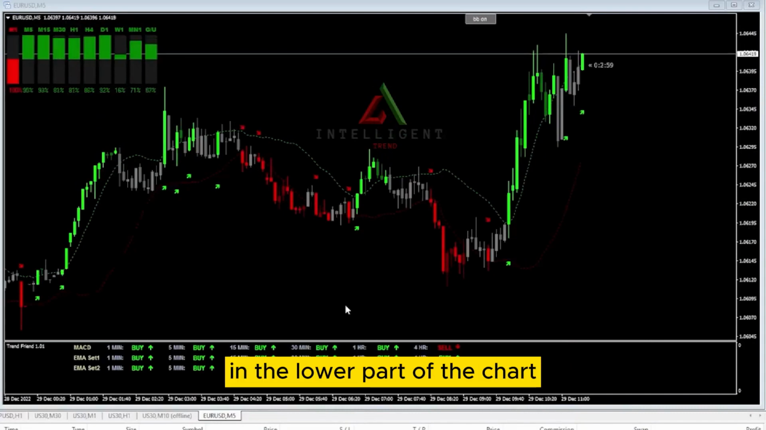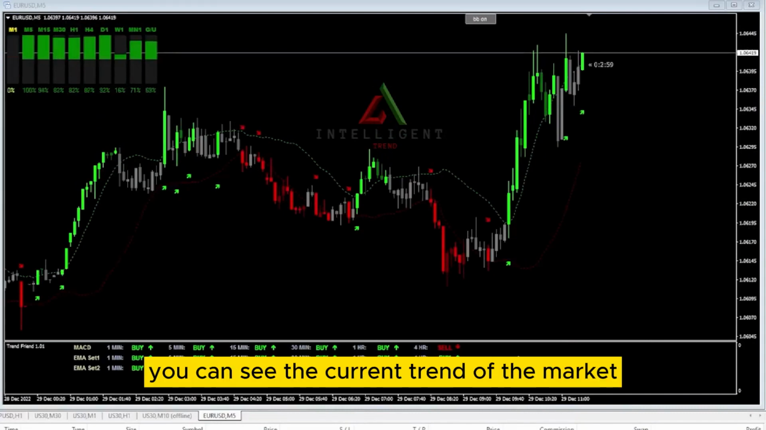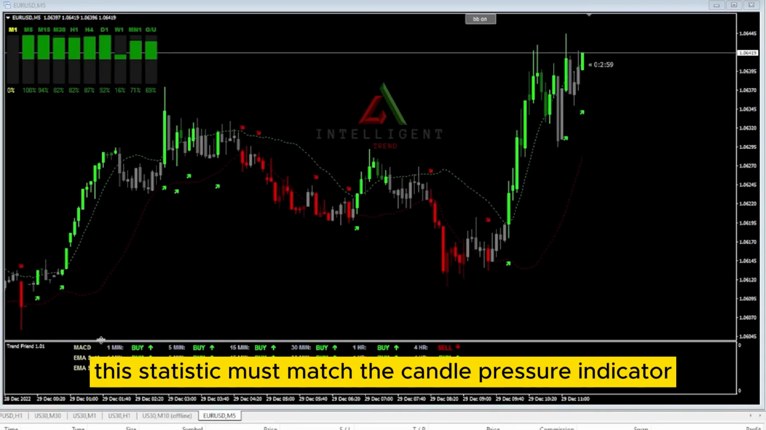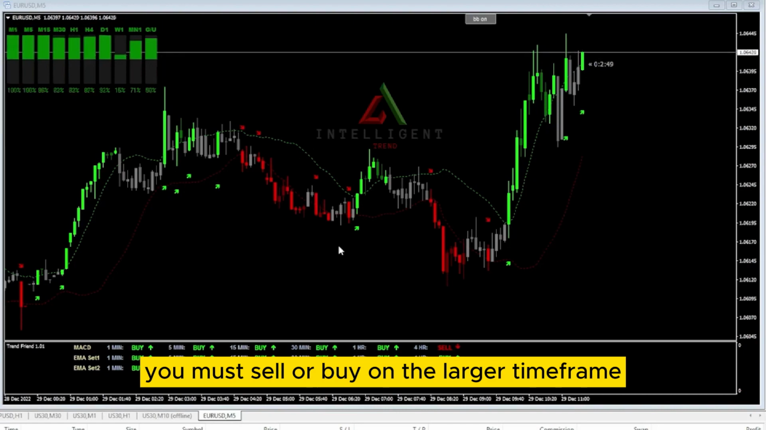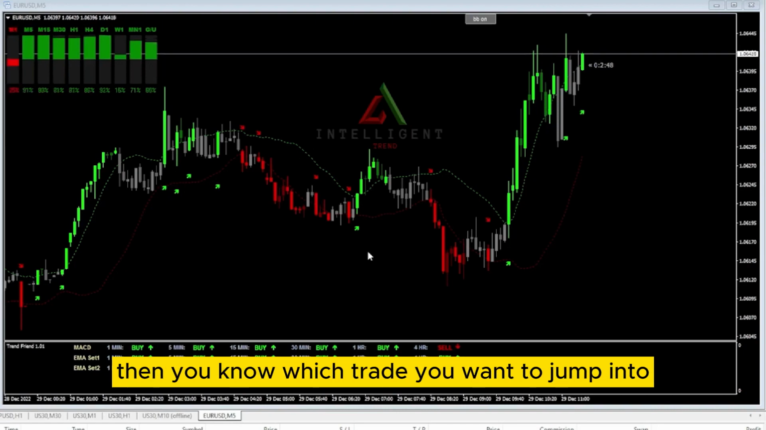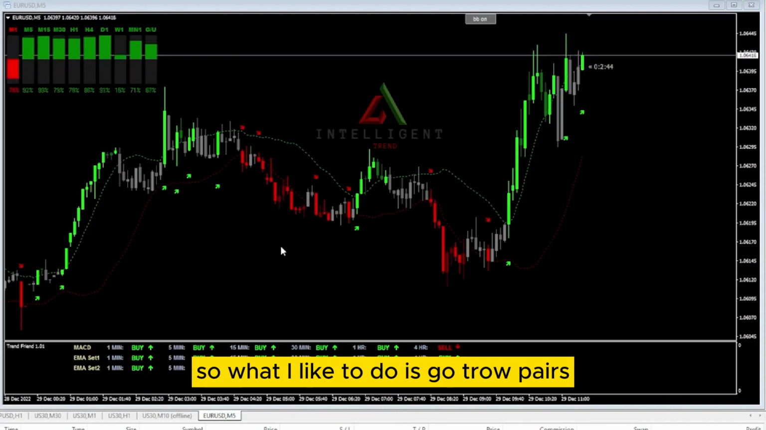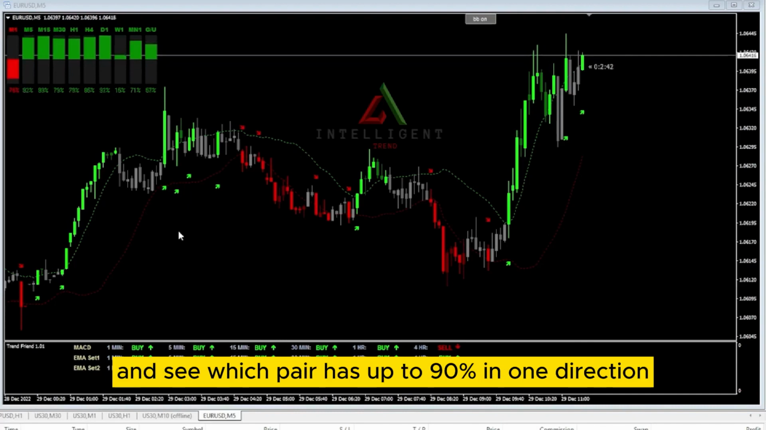If you notice in the lower part of the chart, you can see the current trend of the market in several time frames. This statistic must match the candle pressure indicator in the upper left corner. If both tell you that you must sell or buy on the larger time frame, then you know which trade you want to jump into. So what I like to do is go through pairs and see which pair has up to 90% in one direction.